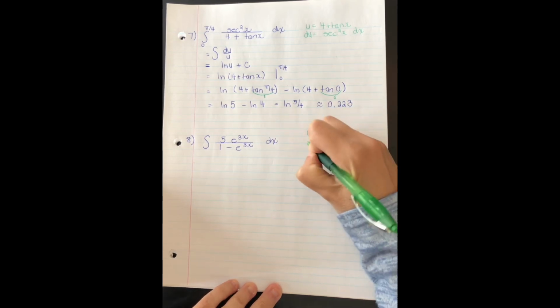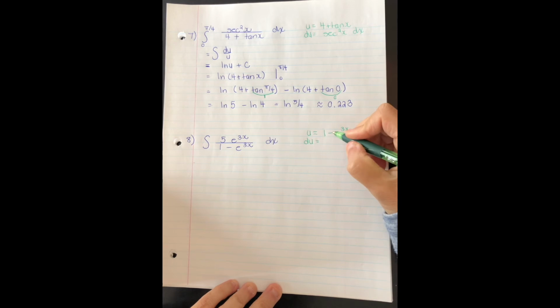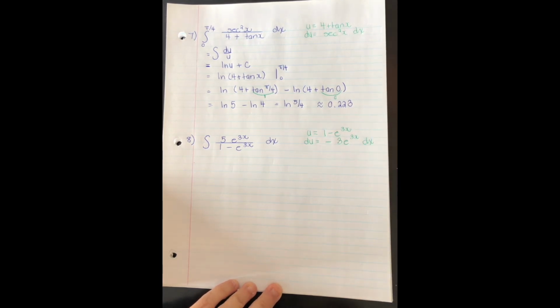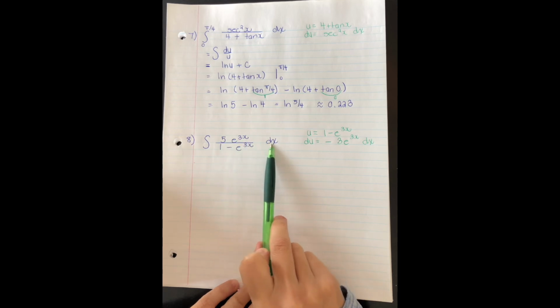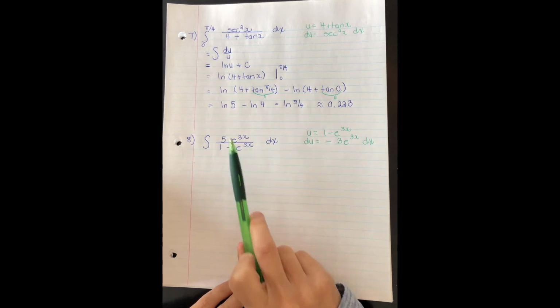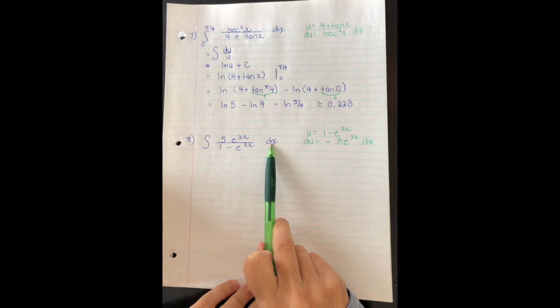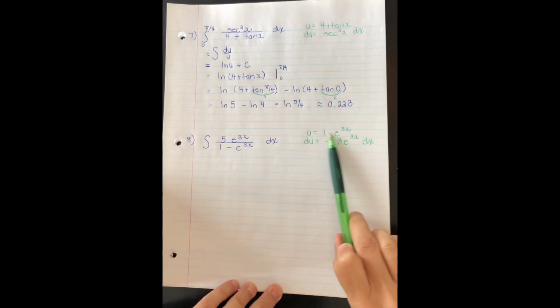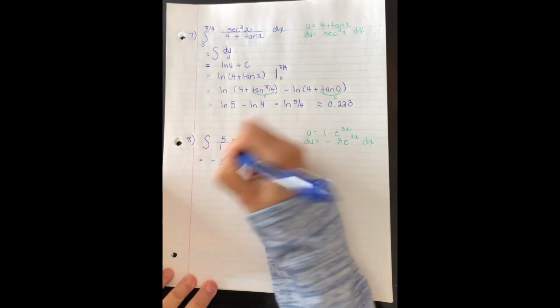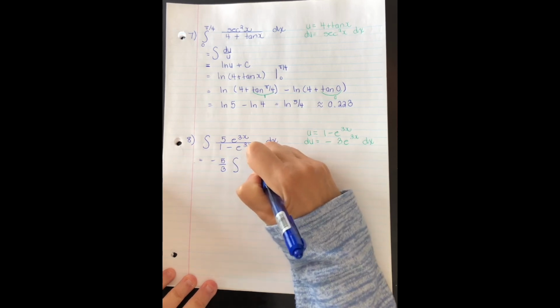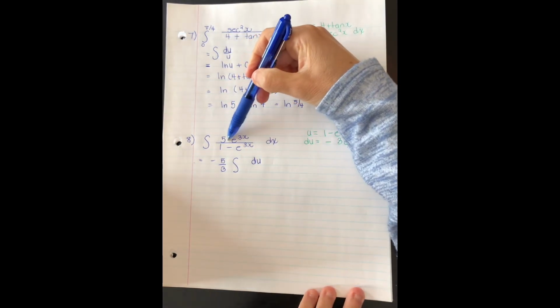So let's call the bottom u. Its derivative is 0 minus 3 times e to the 3x. So we have a multiple of du right here in the top. The bottom is u. What multiple do we have? Well, we have negative 5/3 times du. So negative 5/3 times du is what we have right here.